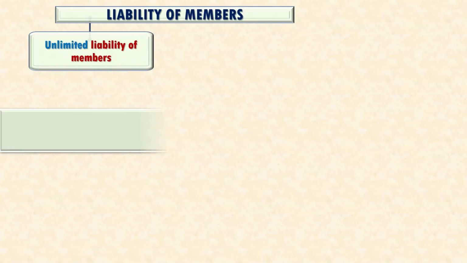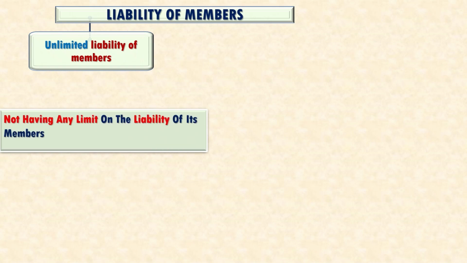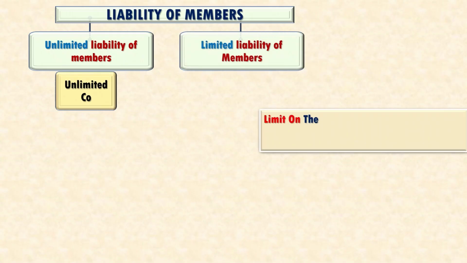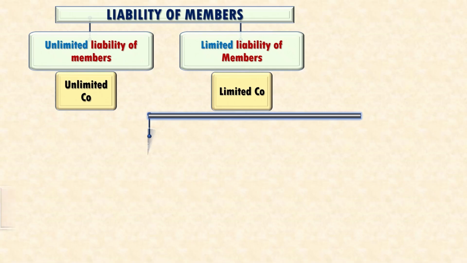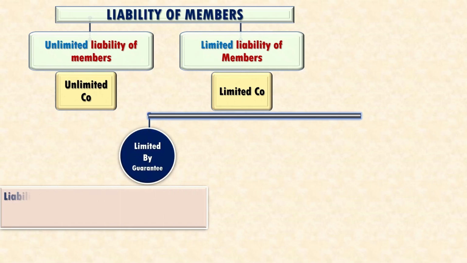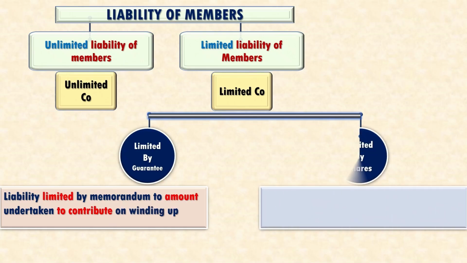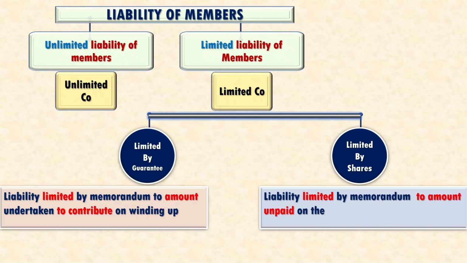Main classification of companies is always on the basis of liability of members. If there is unlimited liability, it is an unlimited company. If the liability has a limit, then it is a limited company. A limited company has 2 variants. Limited by guarantee, where an amount is guaranteed to be paid on winding up. In respect of limited by shares, the liability is restricted to the unpaid value of shares held by a member.